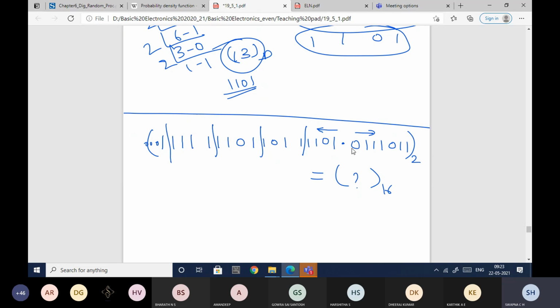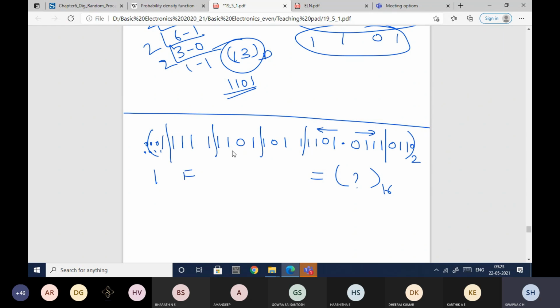In the same way, from here I need to go to the right. 1 2 3 4. Here I have three bits, so I need to add one more bit as 0. I cannot add 1, I should add only 0. Now again 8421 here. So it will be equal to 1. 8421, it will be 15. So F.